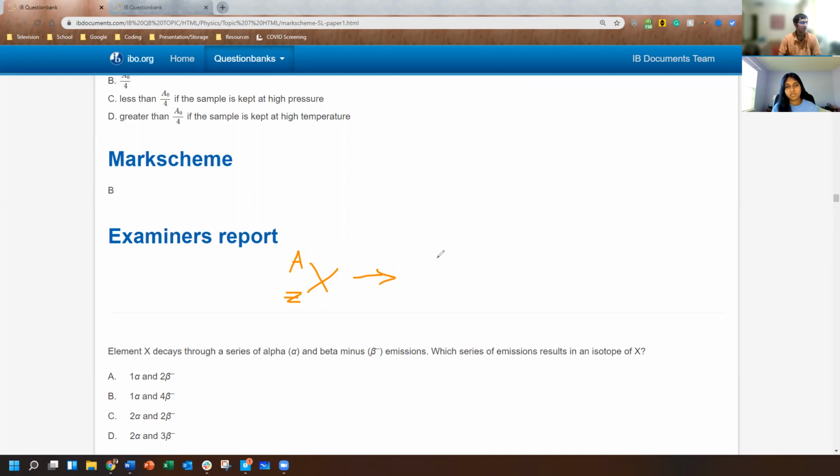So if you have 1 alpha first, that's 2, 4. This will become Z minus 2, and A minus 4, right? So now this is no longer X, this is now Y, because this is a new element, since it's Z minus 2. Now if we start with Y and do another alpha decay, there's no way that's going to happen, that'll just make it worse. So we need to get back. So we need to do a beta decay.